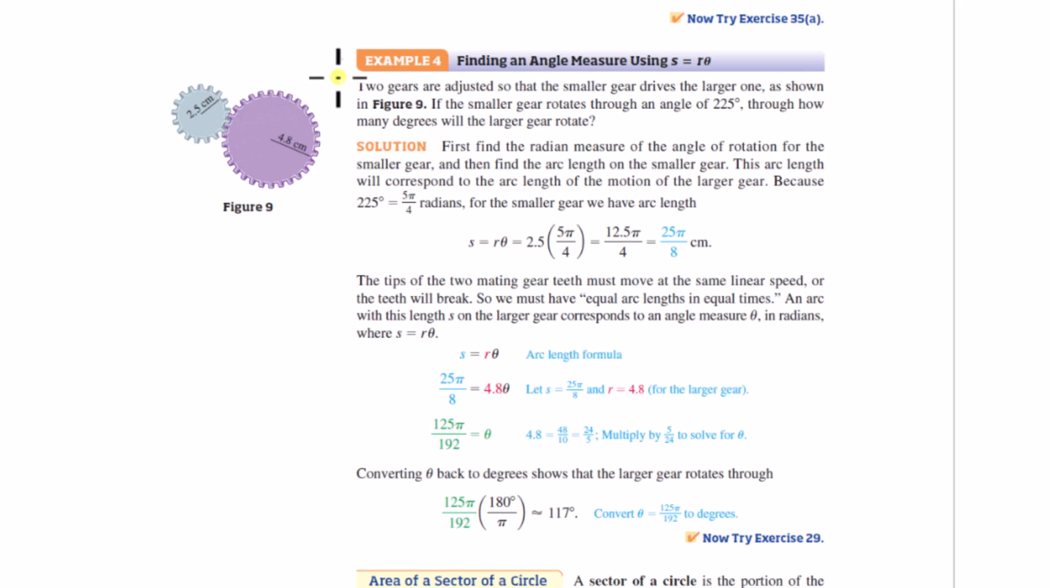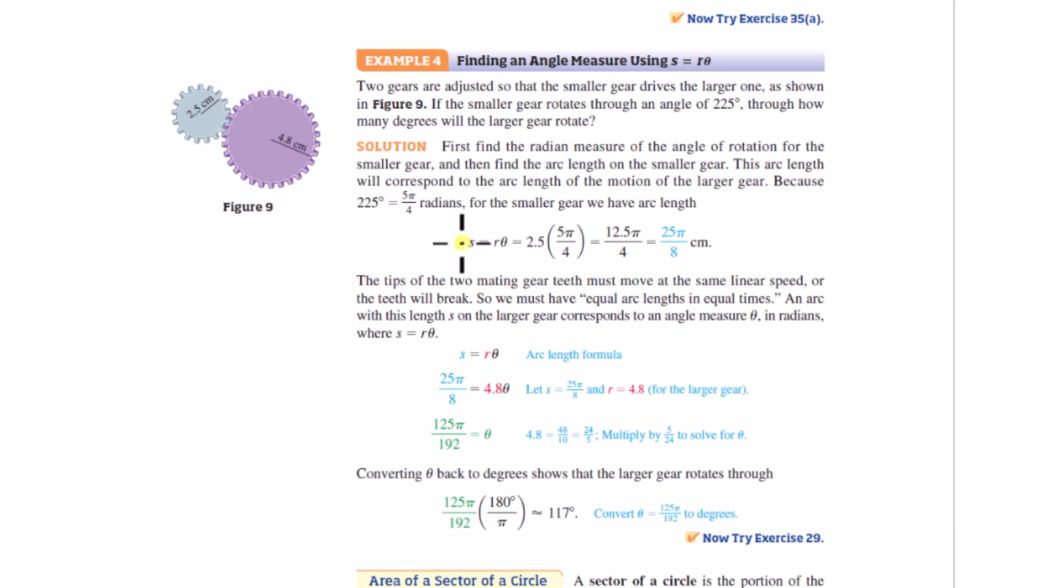And so with that, we can get the total amount of arc length that 225 degrees corresponds to on this gear, and that must be the same amount of arc length that this gear rotated. And then with that we can figure out what angle that corresponds to. It's going to be a different angle here because it's a different size circle. So that's what they do.